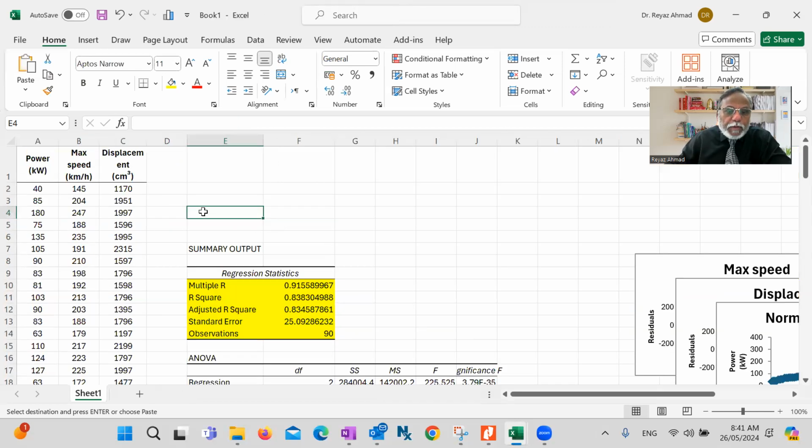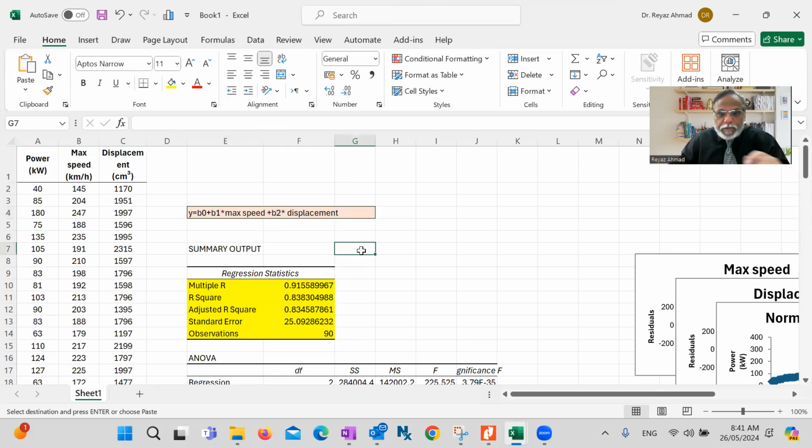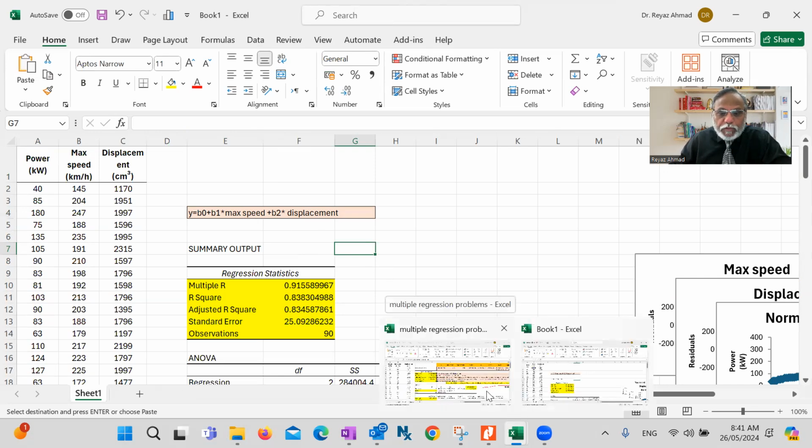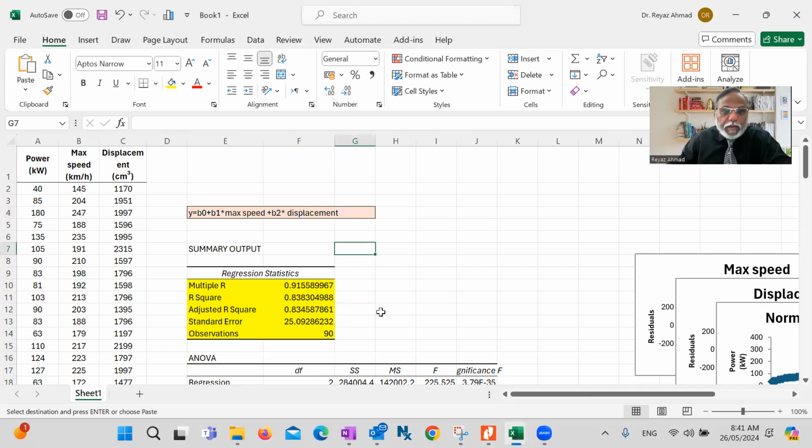So I have got, this is the general equation, y equal to b0 plus b1 multiplied by maximum speed plus b2 multiplied by displacement. This is x1, this is x2. And choosing the values that are already here for b0, b1 and b2, the equation will be like this. You already have this sheet, so you can check it over there, but I'm just showing you the answer so that you can understand better.